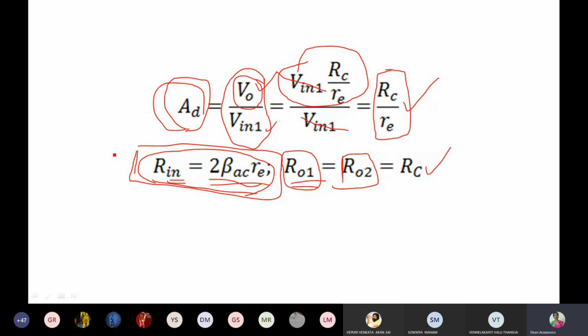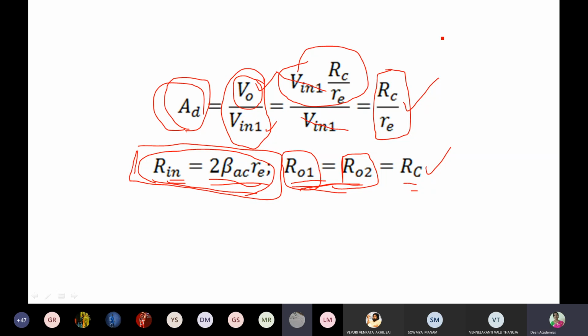So the other terminal is grounded. Those expressions we have also done for previous cases. In the same way, if you write, you will get 2 times beta ac re, and similarly output resistances R01 and R02. Here Rin1 and Rin2 are not there, because it is a single input balanced output. Therefore, Rin only, and because we are taking output at 2 terminals, R01, R02, which is equal to RC, right? So this is what about single input balanced output differential amplifier. Okay. Then what is the last configuration we have?